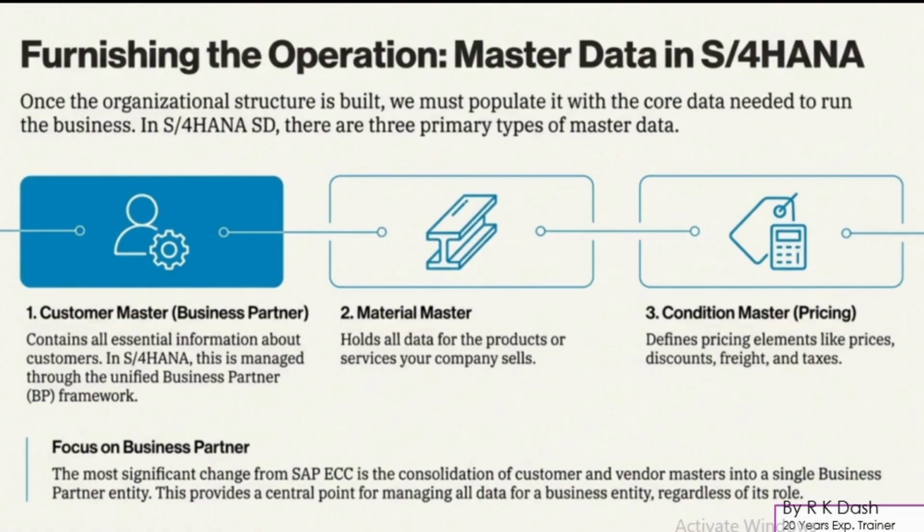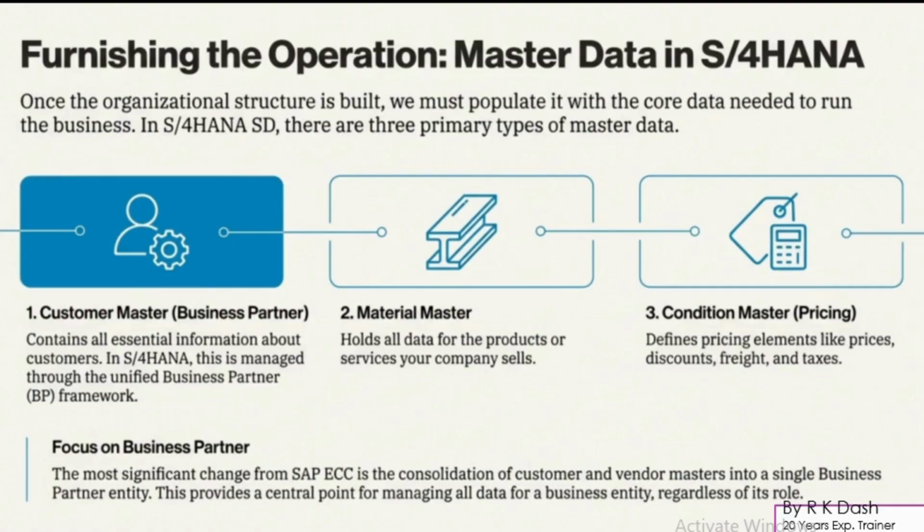So in S4 HANA master data, once the organizational structure is built, we must populate it with the core data needed to run the business. In the SAP S4 HANA sales and distribution module, there are three primary types of master data. Here the customer master, that is your business partner; the material master data, that is the material code; and the condition master data, that is the pricing we are going to use. There would be some output master data and the route master data, but we are discussing these three things.